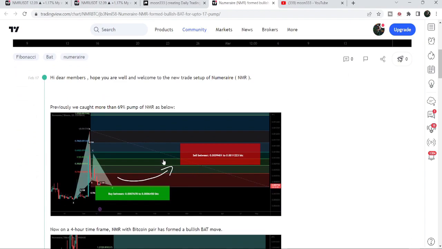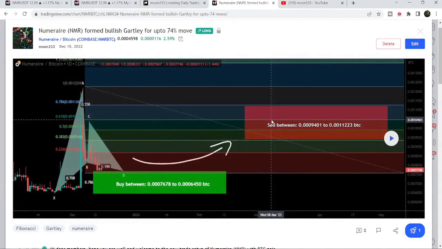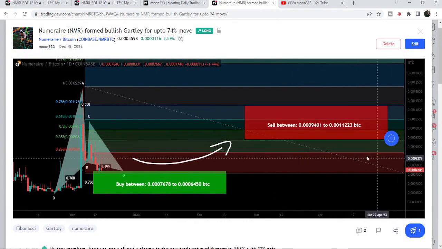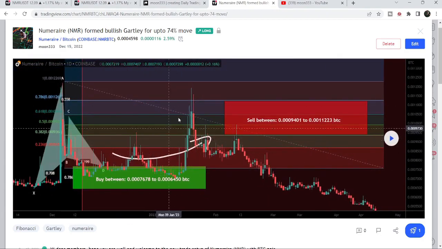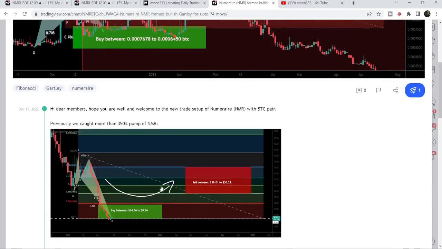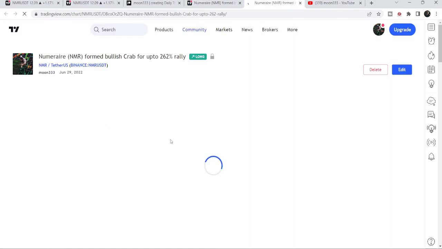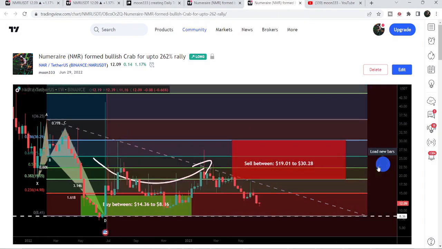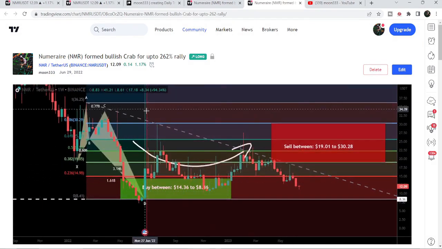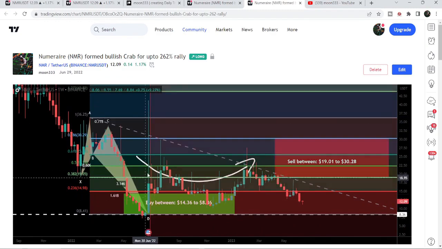Before that, I shared this harmonic bullish reversal Gartley pattern, which was also formed with the Bitcoin pair on a daily time frame chart. If I play this chart, you can see this was almost a 70% rally. And before that, I shared this harmonic bullish reversal Crab move that NMR formed on the weekly time frame chart. I shared this idea in the month of June 2022 with the US dollar pair, and if I play this chart, you can see the price line started a very massive price reversal, more than a 350% pump on this weekly time frame chart.